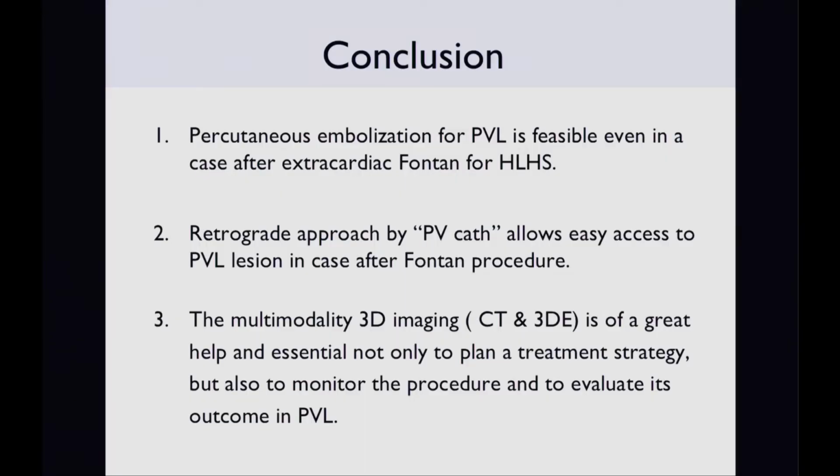So, conclusion: I think percutaneous embolization for paravalvular leak is feasible even in a case after extracardiac Fontan for hypoplastic heart syndromes. A retrograde approach with a specially designed PV catheter allows easy access to PVL lesions in cases after Fontan procedures. Multimodality 3D imaging is of great help and essential, not only to plan the treatment strategy, but also to monitor the procedure and evaluate its outcome in the PVL.